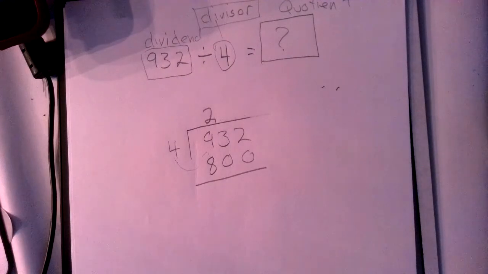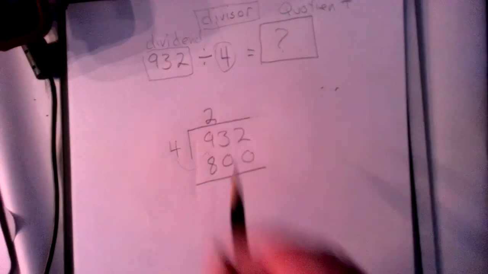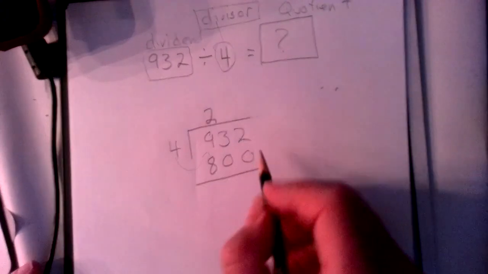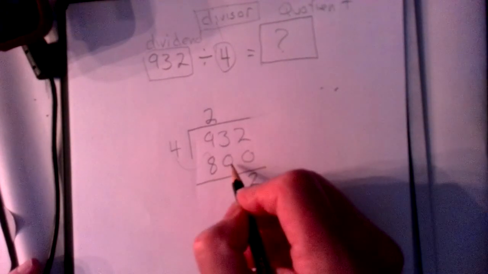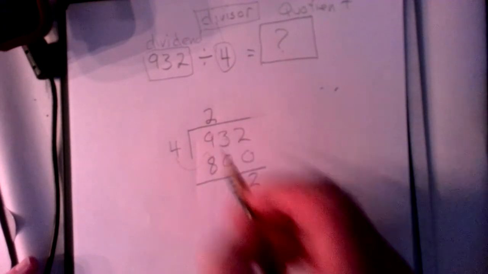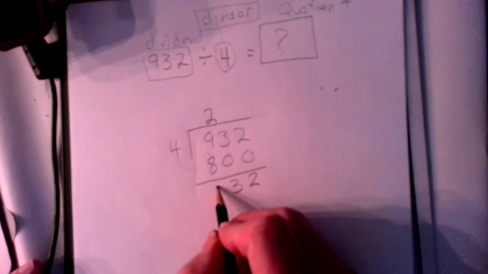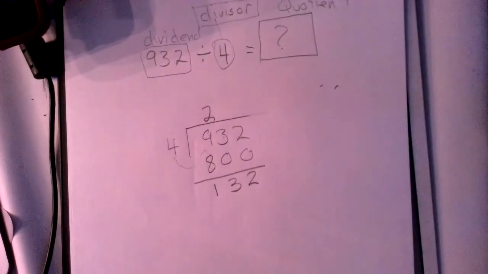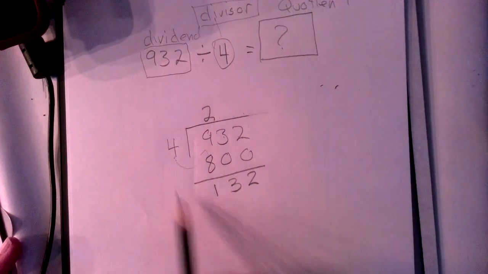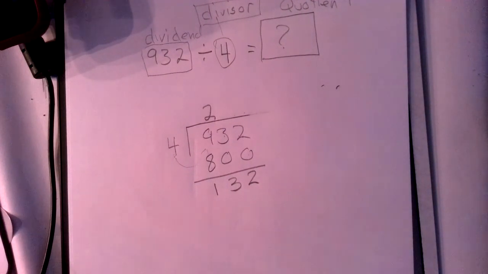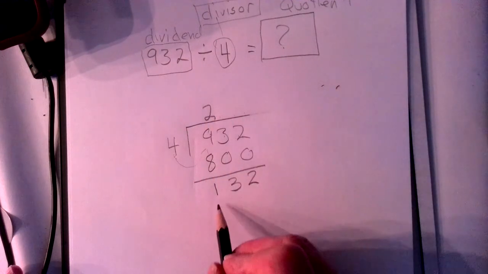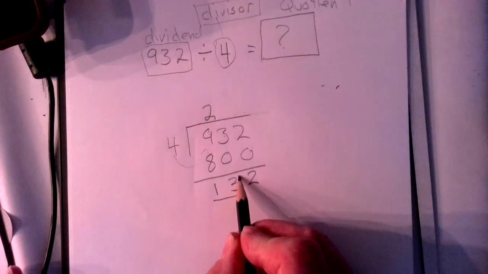Now we have to do some subtraction here so that we know what else to put there, okay? So we're going to say, take 0 from 2, and that leaves us 2. And we want to take 0 from 3, and that leaves us 3. And we want to take 8 from 9, and that leaves us with 132. So now we have to know how many 4s can go into 132, and we have to do it the same way. So we have to look at these two numbers. Since this number is already taken up, we have to look at these two numbers.